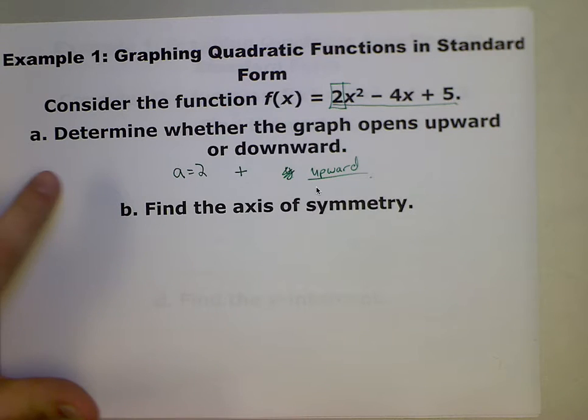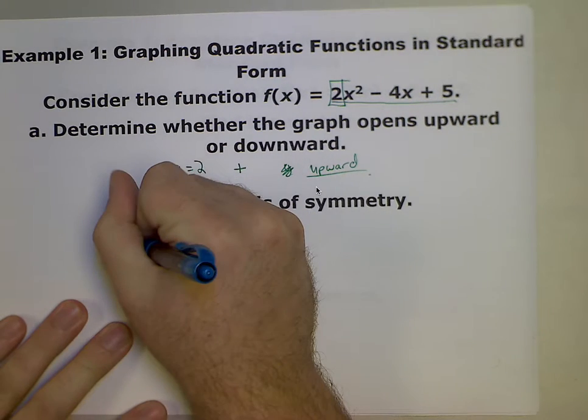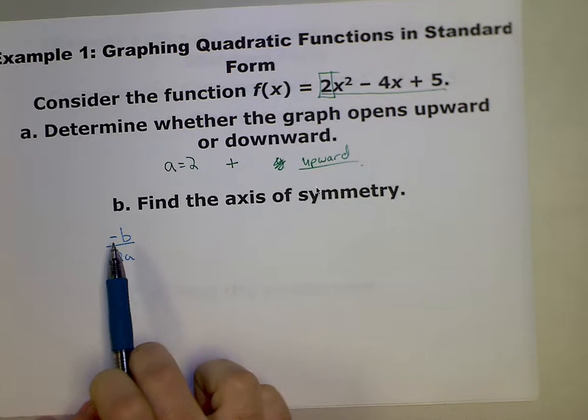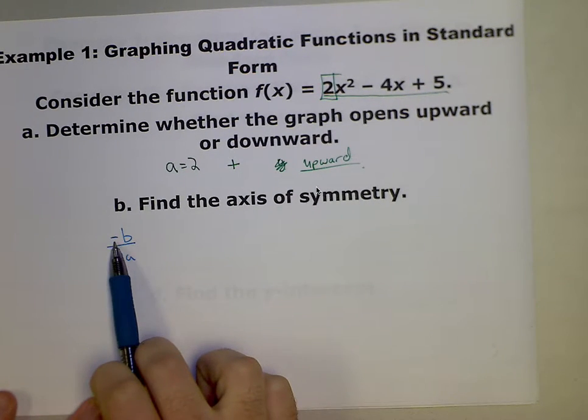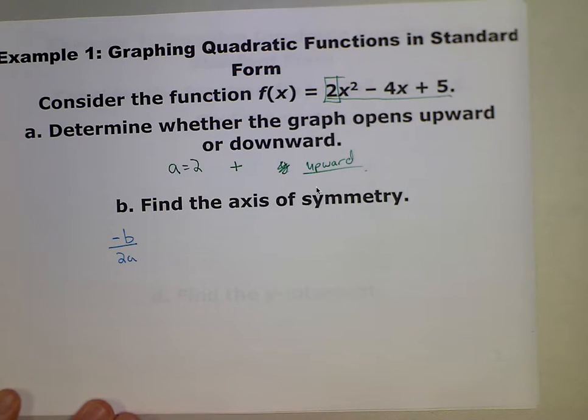For part B here, I want to find the axis of symmetry. For the axis of symmetry, I need to use that expression that was on that last page, which was negative b over 2a. Okay, this negative here can either go on top or bottom. It's usually easiest if we just throw it up here with the b. There's a little less going on up there. So we're going to put that negative up there.